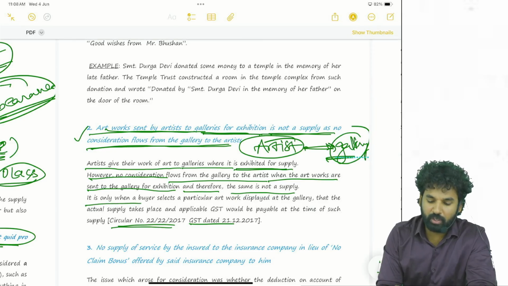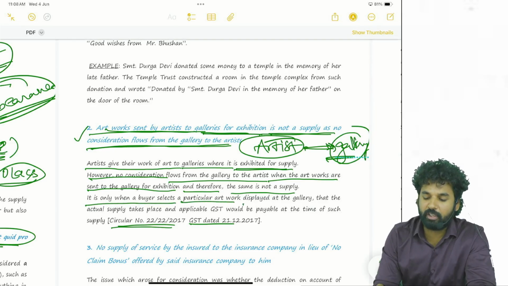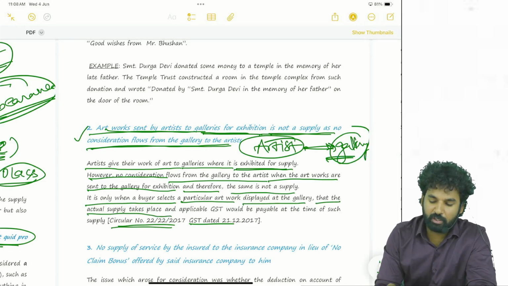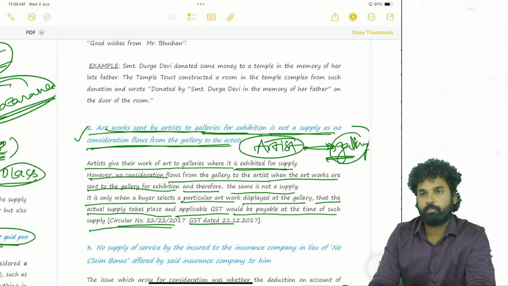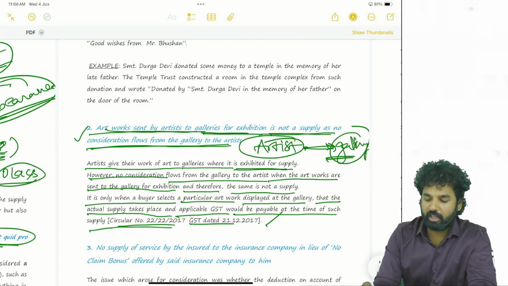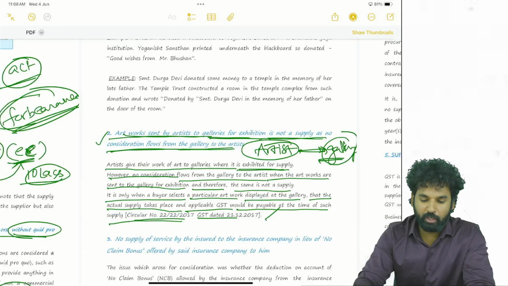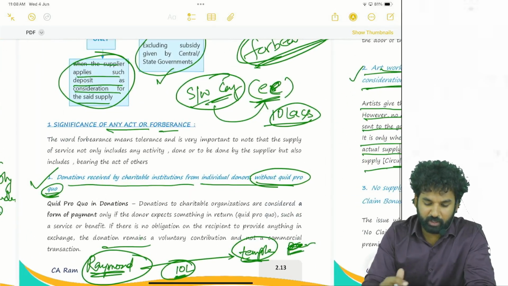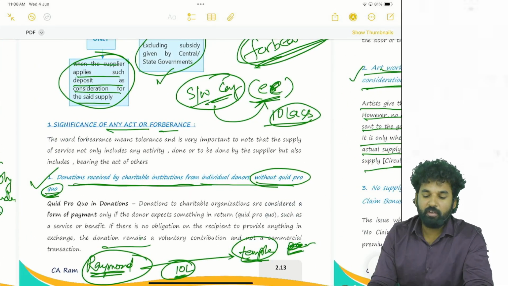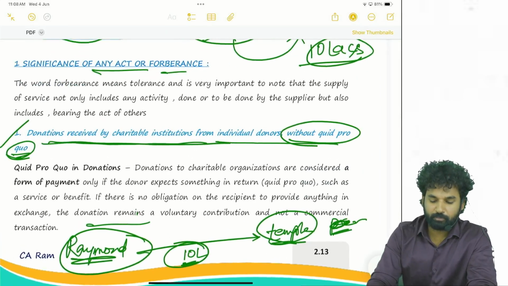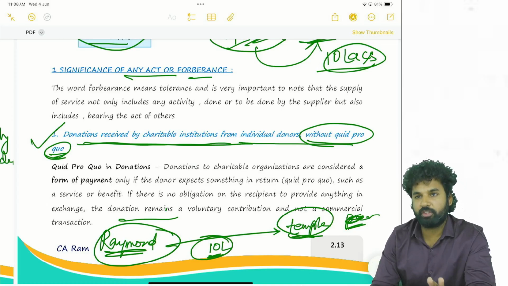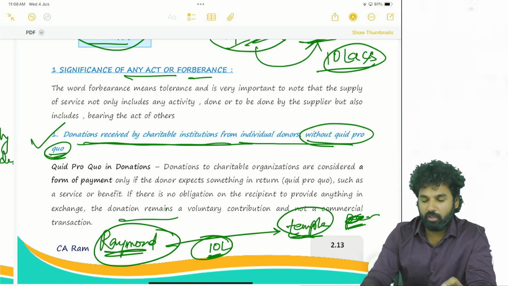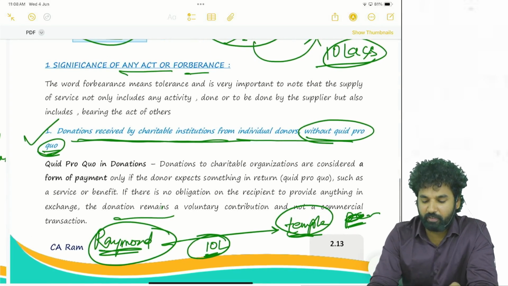Next, it is only when a buyer selects a particular artwork displayed at the gallery that the actual supply takes place, and the applicable GST would be payable at the time of such supply. Okay, so this is a clarification given through a circular. Same is the case here also. You just have a reading of this donation received by charitable institution from individual donors. So with respect to the definition of consideration, we have a clarification.